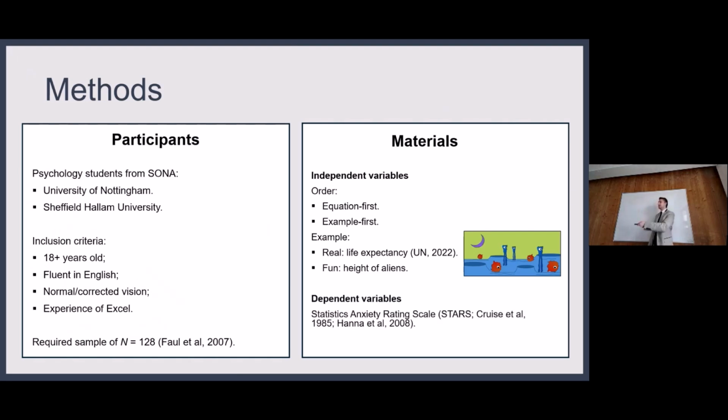And the dependent variables, statistics anxiety, was measured with the STARS, Statistics Anxiety Rating Scale. That's a validated psychological measure. It's valid, it's reliable. And then for understanding of statistics, so all of this was about understanding of standard deviation, what we did was we created a quiz to measure understanding of standard deviation, which was based on the information which we provided in both the equation and the example. And by the way, it was the exact same information about standard deviation in all of them. And so the amount of information was actually the same across all the different conditions. The only thing that changed was the order and the content of the example.